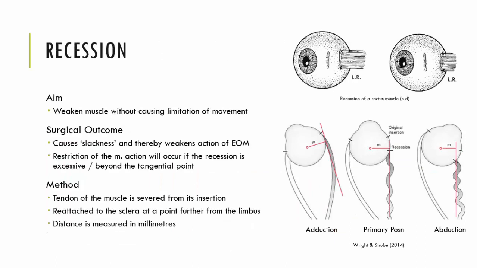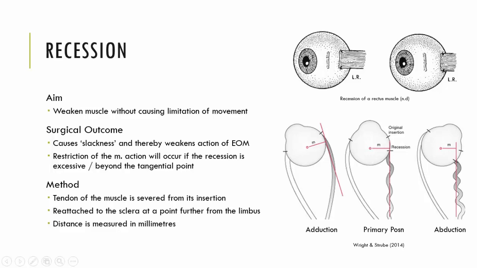Let's start off now with the recession procedure. As I indicated earlier, it is a weakening procedure, and so we're aiming to weaken the muscle but without causing limitation of movement. What I mean by this is you don't want to cause an underaction from the recession that is performed. So in this example, if a lateral rectus is recessed, you don't want to have an underaction of the lateral rectus post-operatively. This won't occur unless excessive surgery has been performed.